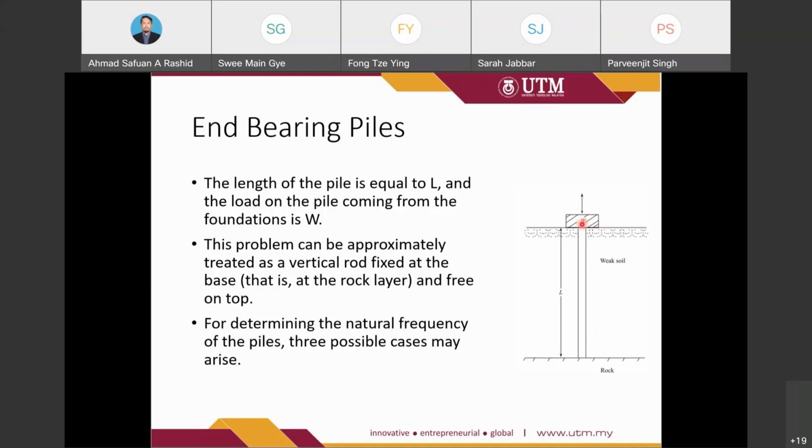For determining the natural frequency of the pile, three possible cases may arise. So there will be three types of cases that we need to consider in determining the natural frequency of the pile, which depend on the weight that is applied and also on the weight of the pile.